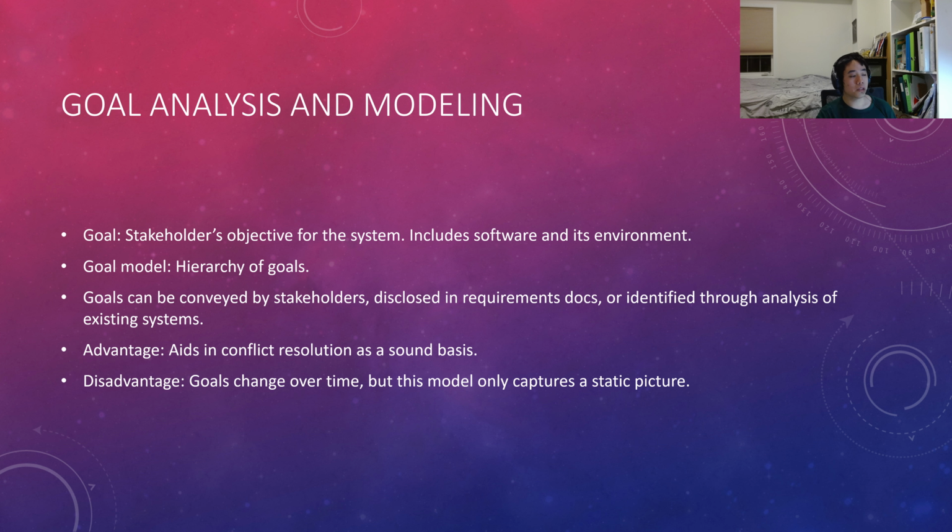And if we do goal modeling, we can use it to help resolve conflicts. Basically lay out which requirements hurt what and what we're going to do about that. Here's the thing though. Notice that goal modeling only takes a nice static snapshot. It doesn't change. It's like a photo. And goals do change over time, so you may have to take multiple snapshots.